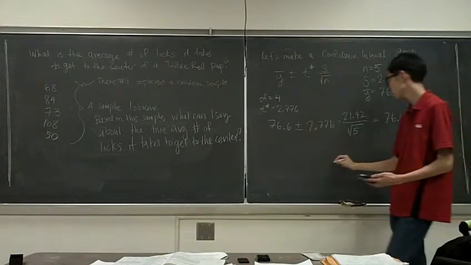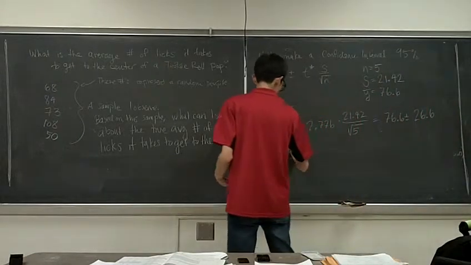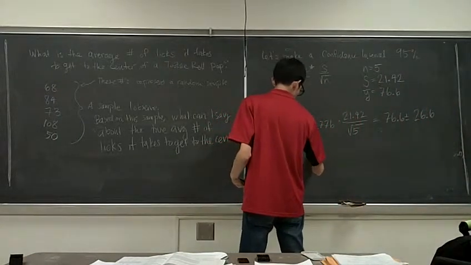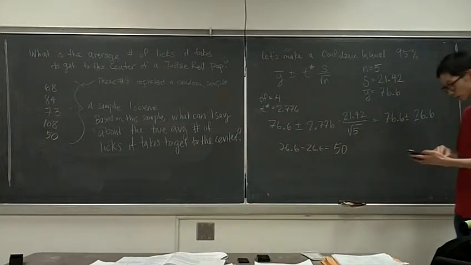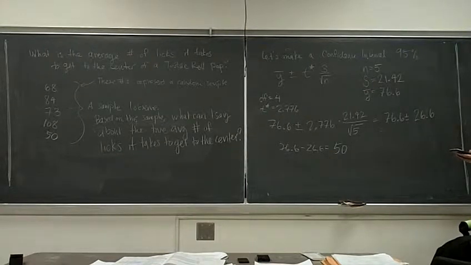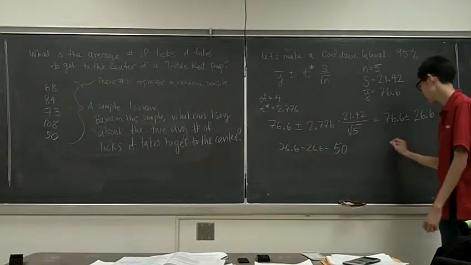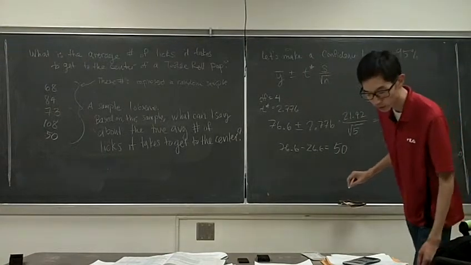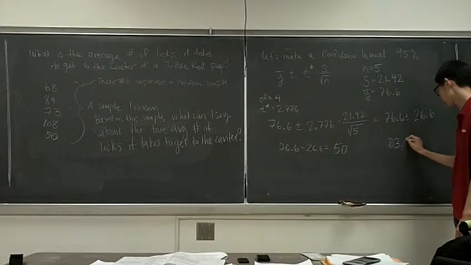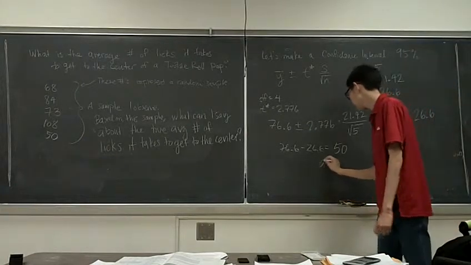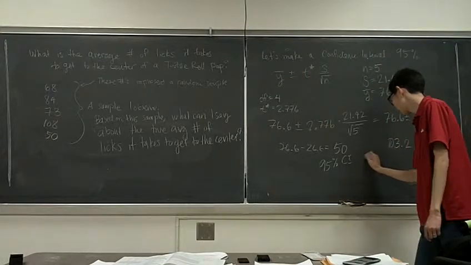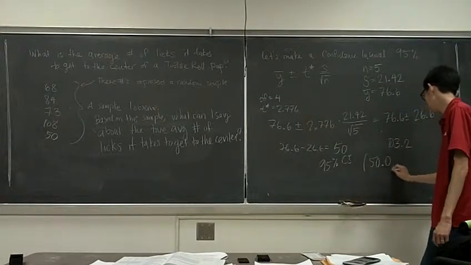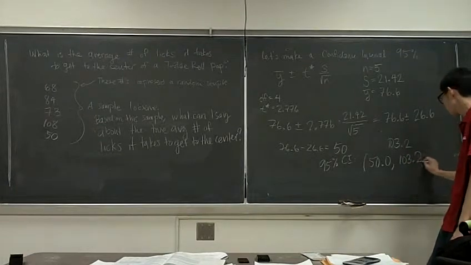Okay, so on the lower end, 76.6 minus 26.6. That's 50 exactly. And then on the upper end, I have 103.2. Okay, so my 95% confidence interval goes from 50.0 to 103.2.